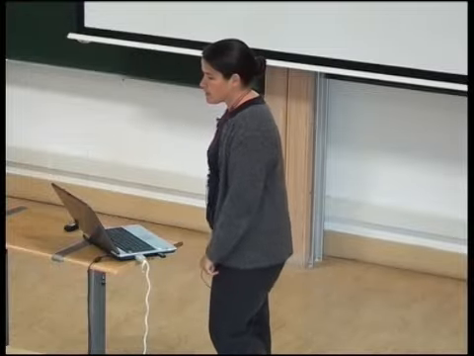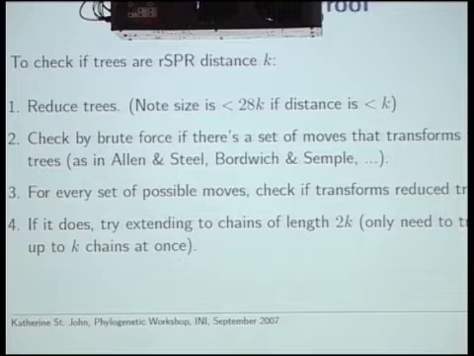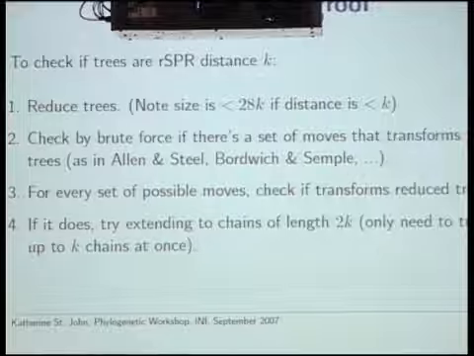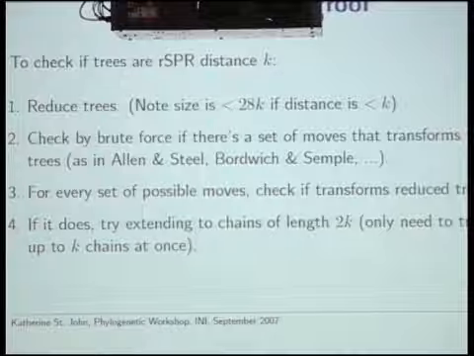For the fixed parameter tractability, what we did was very similar to what Mike Steele and Benjamin Allen and Charles and Magnus did, which is, first, you reduce the trees by the subchain rule. One of the things that Mike showed was that if the distance is less than k, the reduced trees are less than 28k. So the trees are bounded by k. And then you go brute force and check every set of moves that transforms the first tree to the second and see if it works. So that's the standard way to do it.